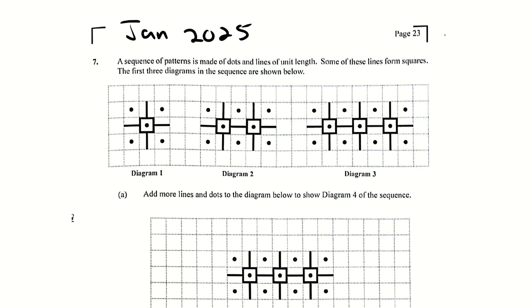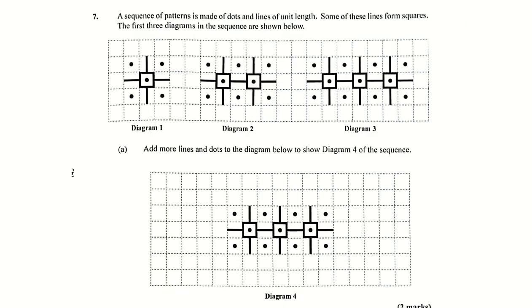A sequence of patterns is made of dots on lines of unit length. Unit length just means the length is 1, right? Some of these lines form squares. The first 3 diagrams in the sequence are shown below. So when we have diagram 1, we have 1 square with lines around it with dots. Diagram 2, 2 squares with the lines around it. So this one here, according to the pattern, should look something like this.